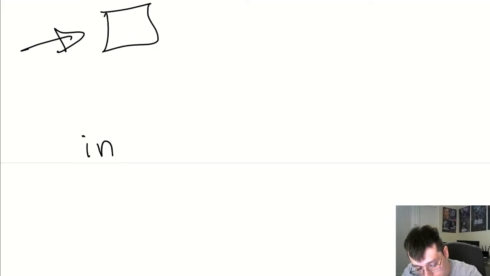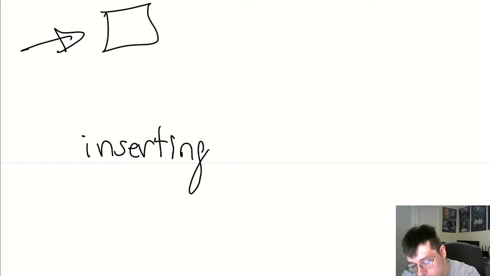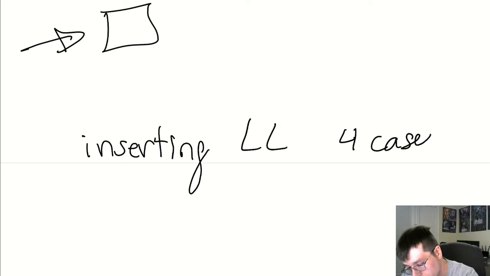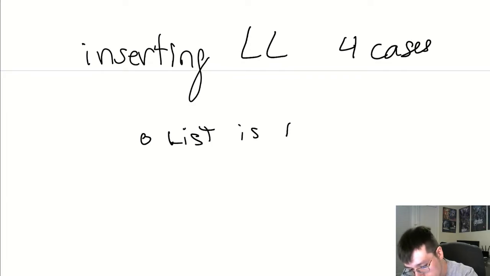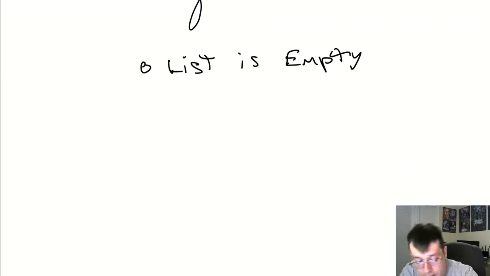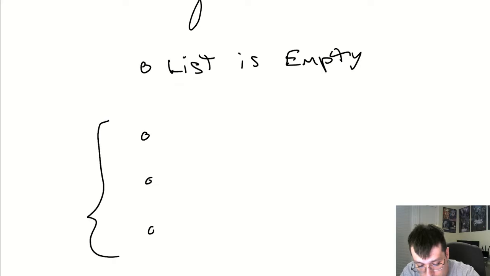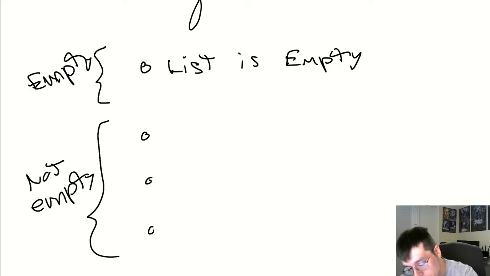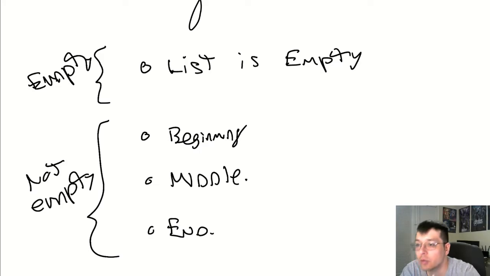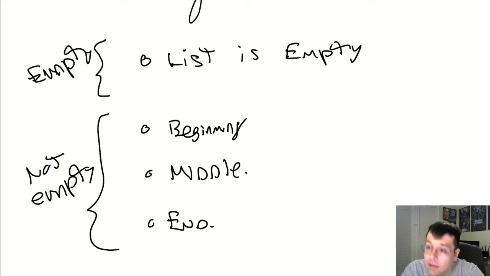So when you're inserting into a linked list, you have 4 cases. You have one case, which is the list is empty. And then you have 3 cases when it's not empty. So for the not empty, we have a case where we insert at the beginning, at the end, and then somewhere in the middle. And by middle, I mean there must be at least one node before you and at least one node after where you're inserting. And so they'll ask you to do one of the cases.